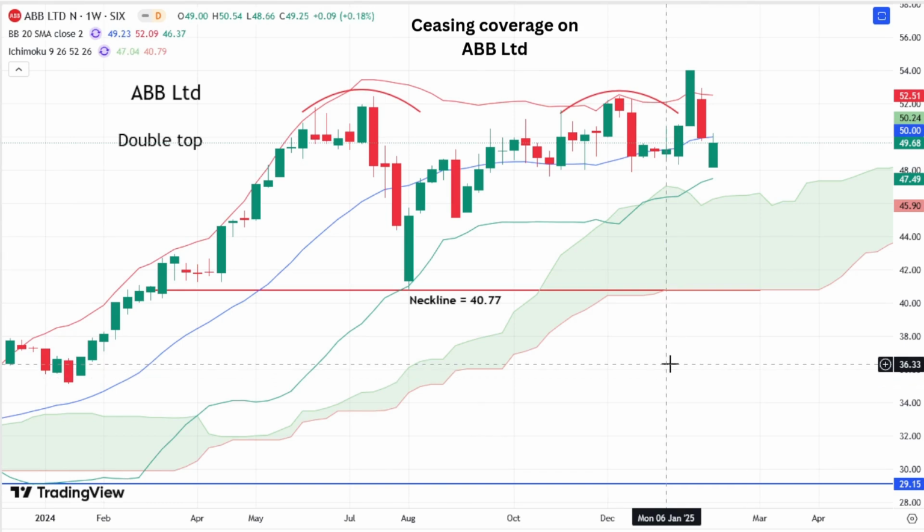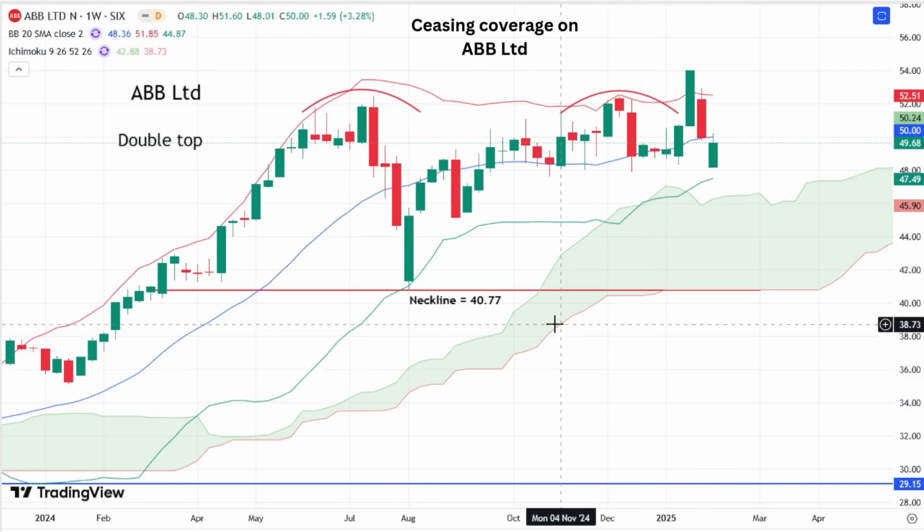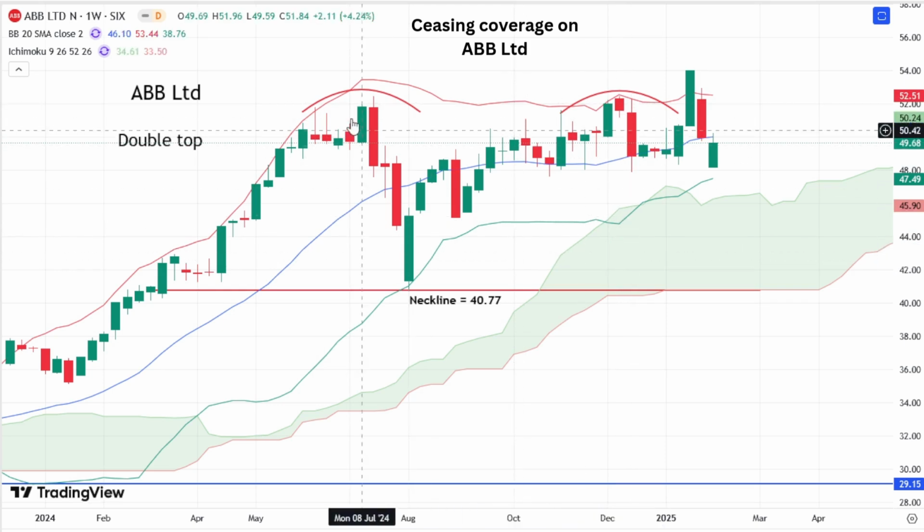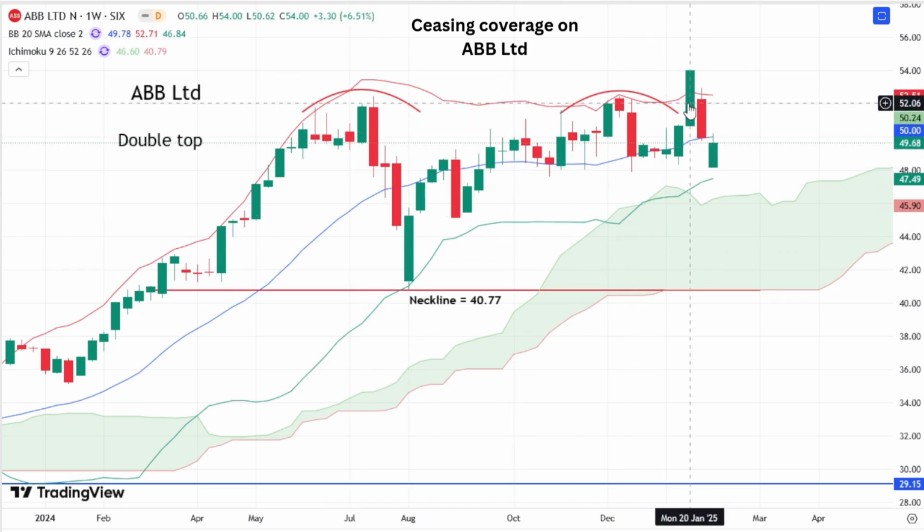Finally, the last name for this video, ABB Ltd. I identified this name as having the potential for a decline due to a potential double top, but the week of 20th of January, the rally broke above the high and therefore invalidated this bearish pattern. I will cease coverage on ABB Ltd going forward.